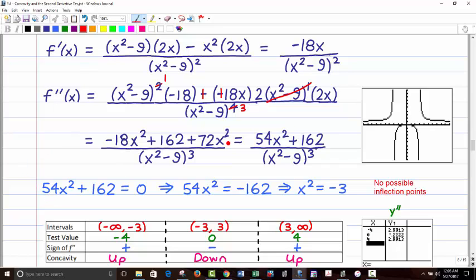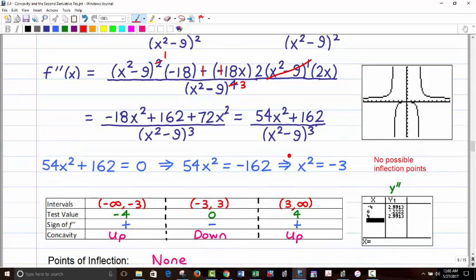Once again, you set a fraction equal to 0, so we only care about the numerator. Don't worry about the denominator now. You need it when you're putting in your test values in the derivative, but not when setting it equal to 0. So, well, we sort of got cheated here, didn't we? Because when you solve this, you get x squared equals negative 3, so we get no values. There are no possible inflection points.